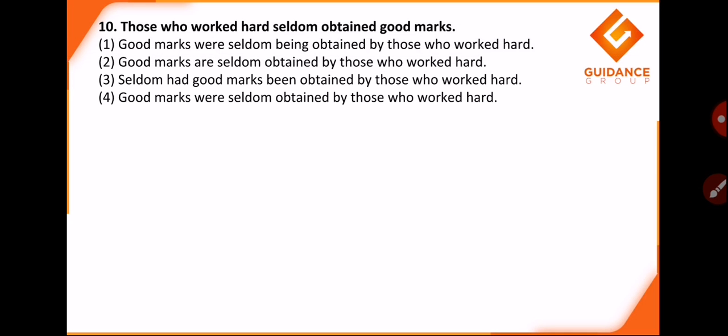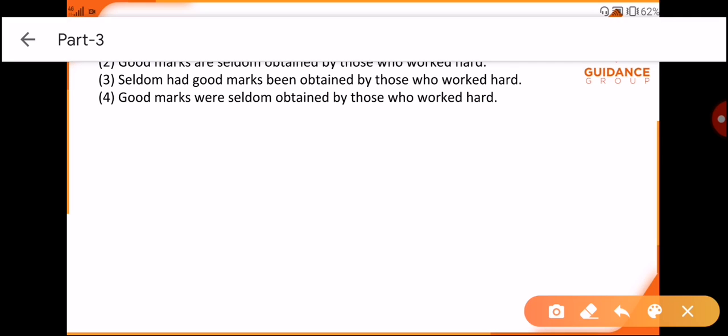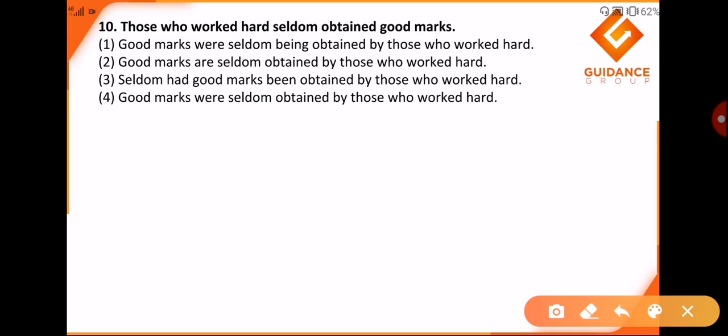Next, those who worked hard seldom obtain good marks. Now very simple. In this case my object is actually good marks, so my sentence will start with good marks, who worked hard. Now it is in the past tense, hence my option will be something with past.